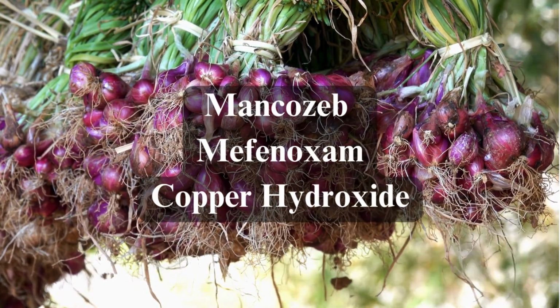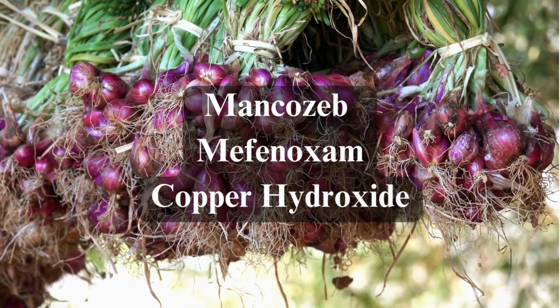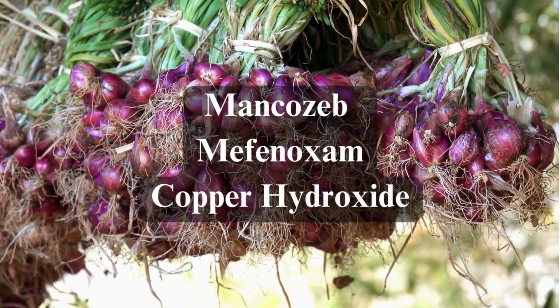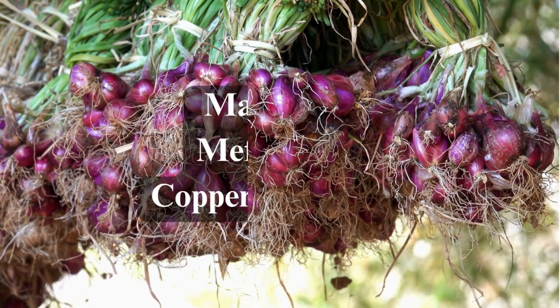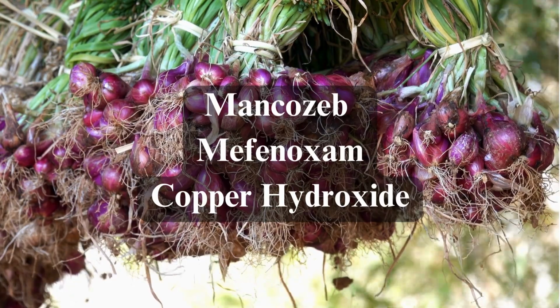Mancozeb disrupts metabolic processes, mefenoxam inhibits pathogen growth systemically, and copper hydroxide exerts antimicrobial effects. These fungicides collectively play a crucial role in preventing and mitigating downy mildew, contributing to overall disease management in agriculture.